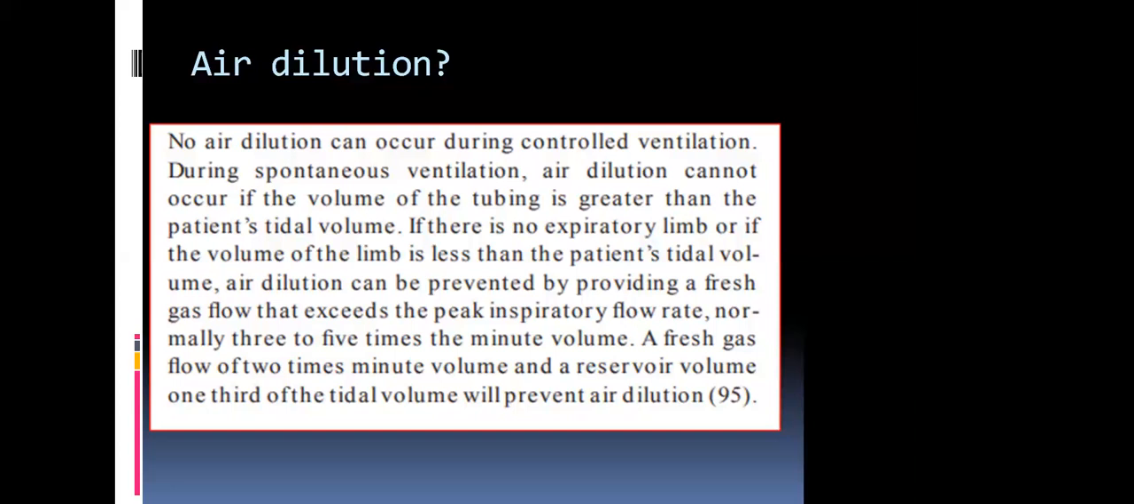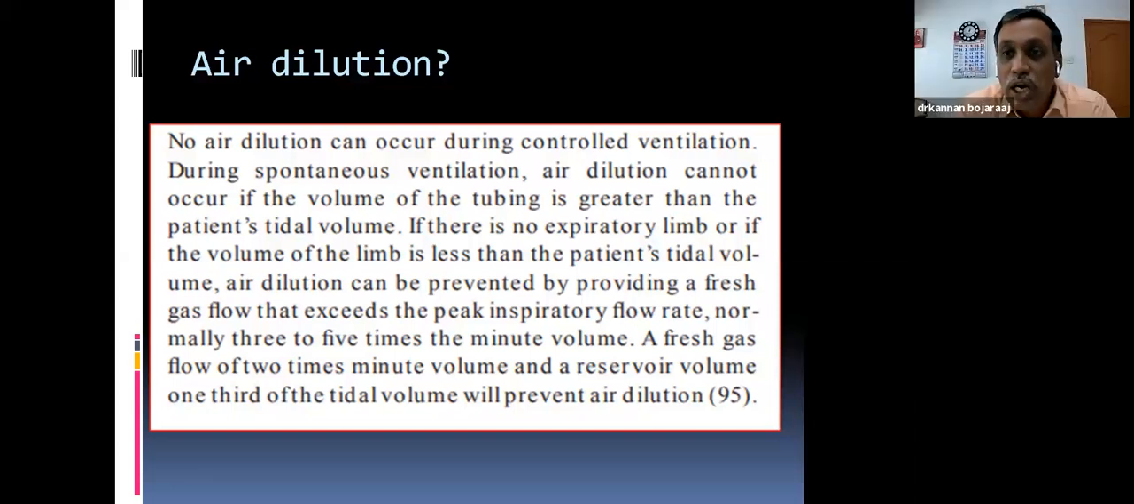Air dilution can be prevented by what will you do? You have to increase the fresh gas flow so that it exceeds the peak inspiratory flow. So the fresh gas flow should be two times the minute volume, and the reservoir limb should be at least 1/3 of the tidal volume of the patient. But the latest recommendation is that the expiratory limb, that is the reservoir limb, is equal to the patient's tidal volume to prevent air dilution.